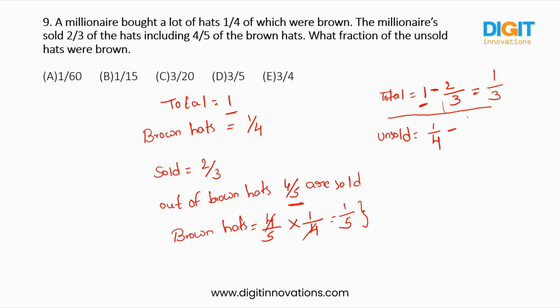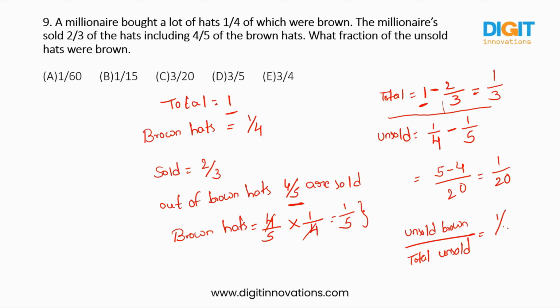They are asking the fraction, right? So unsold brown by total unsold. How many total unsold were there? 1 by 3. So it is totally 3 by 20. So 3 by 20 is the answer, which is option C.